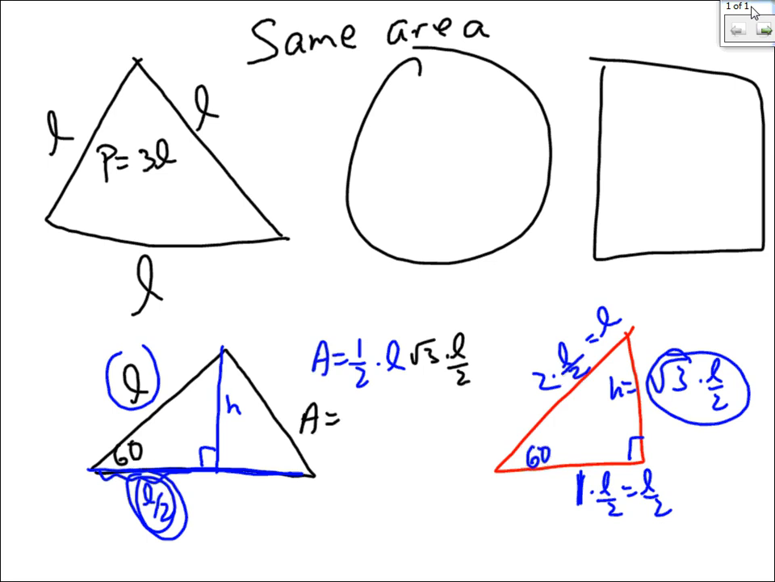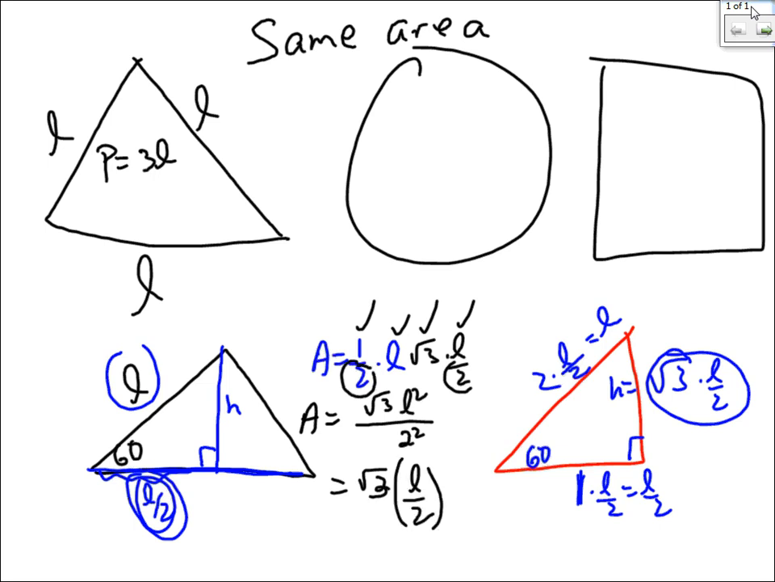So A is going to be, in the bottom, 2 times 2. Well, let's do the top first. You have 1 times square root of 3 is square root of 3. You have L times L is L squared over 2 squared. I prefer to write it as square root of 3 times L over 2 all squared. So this common area is square root of 3 times L over 2 quantity squared.